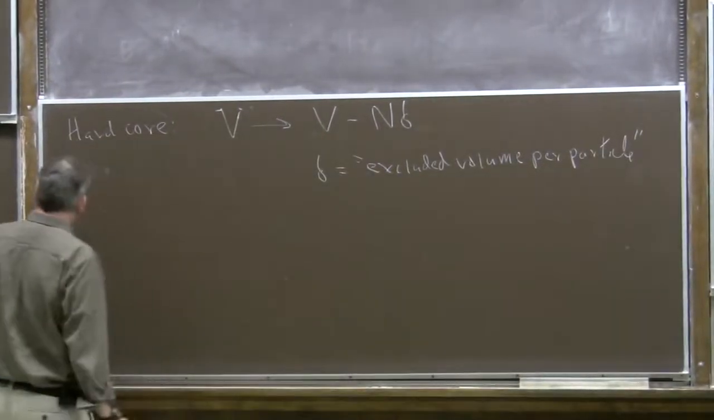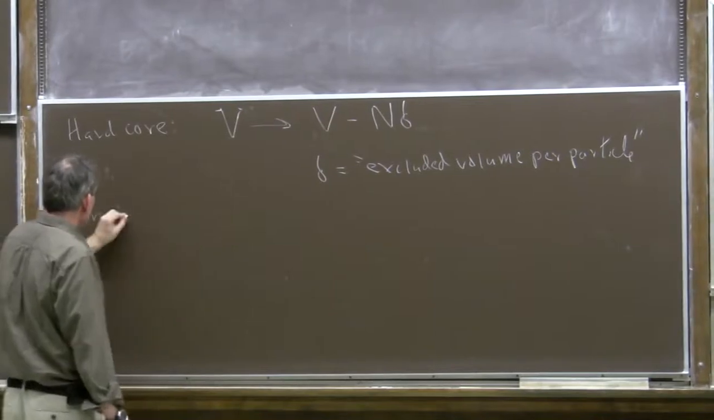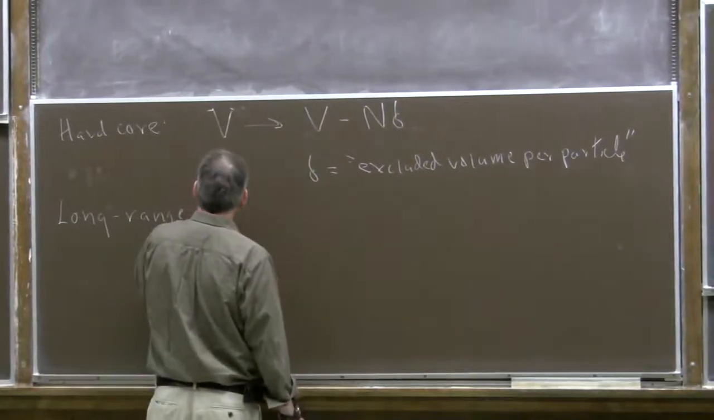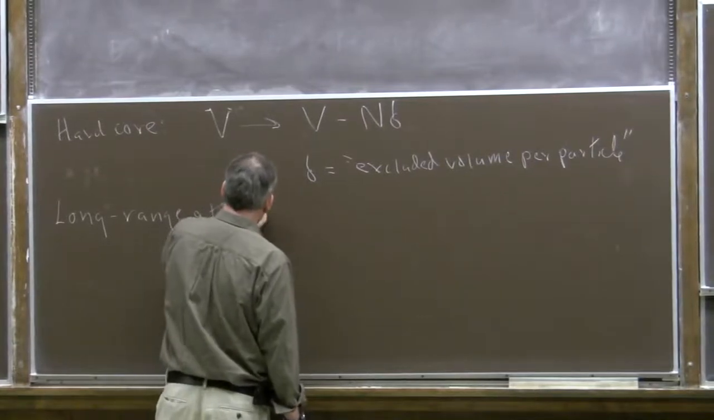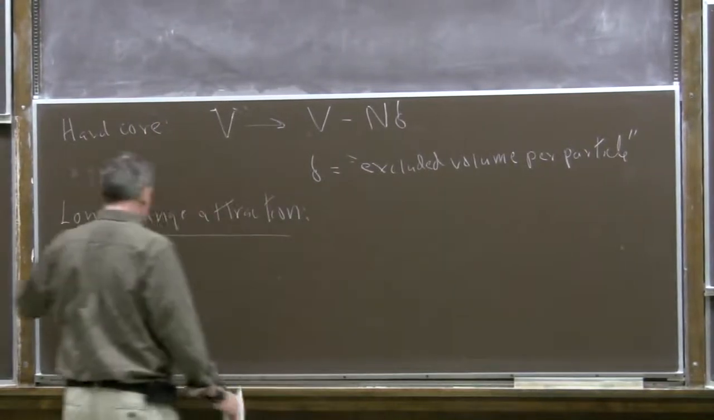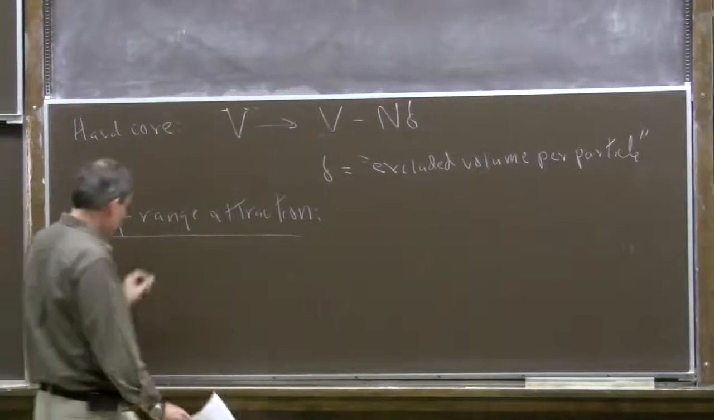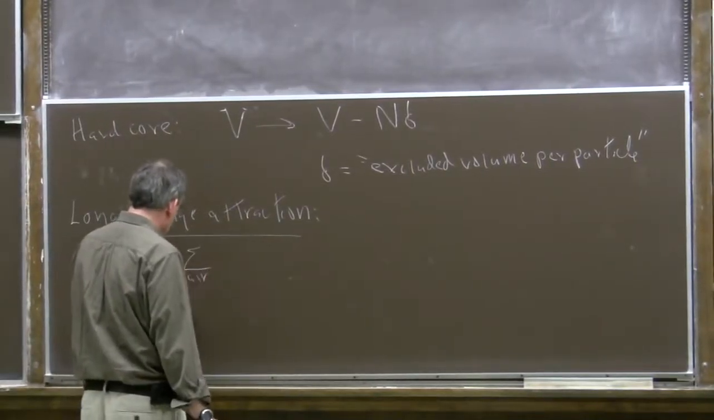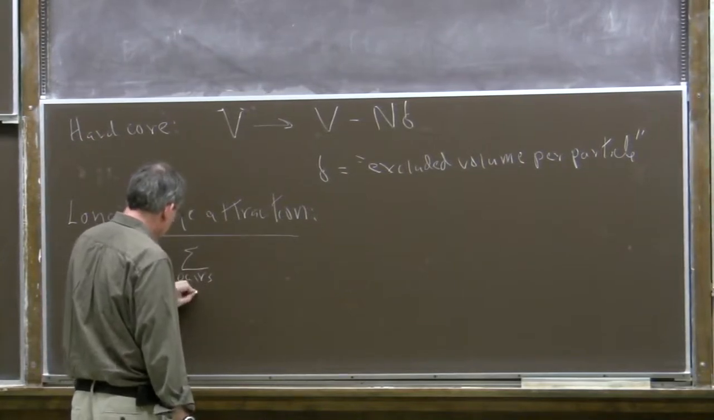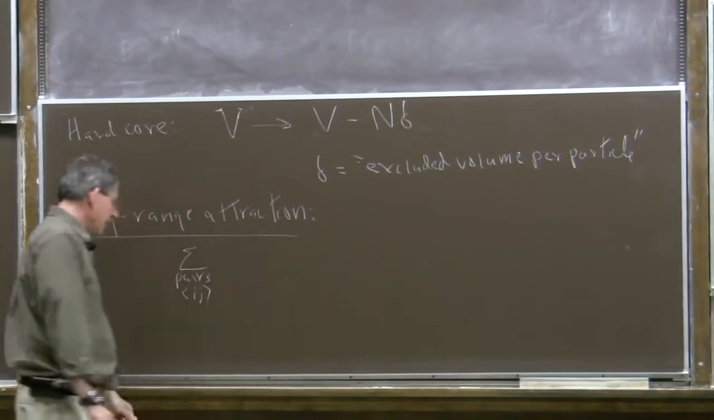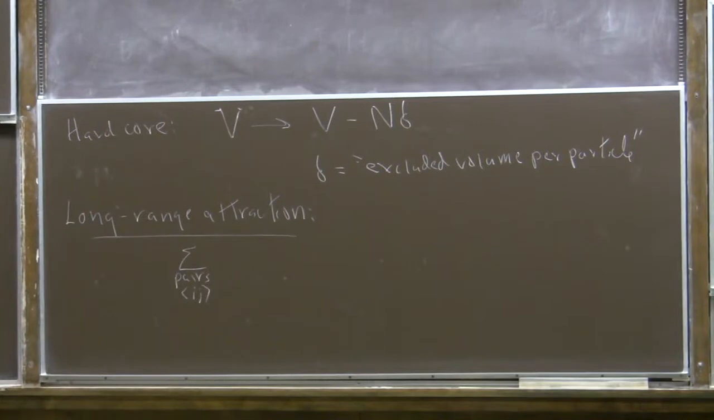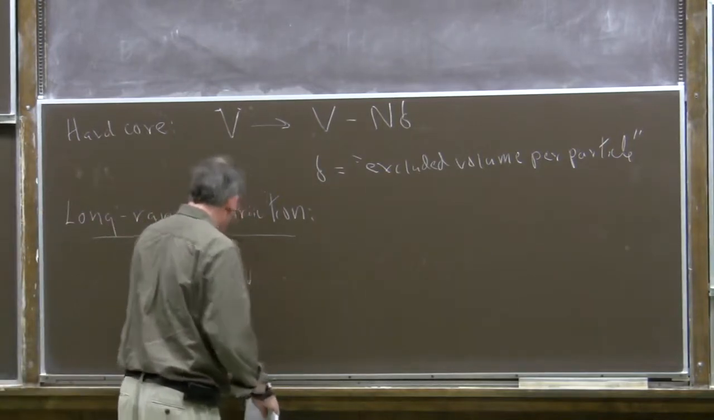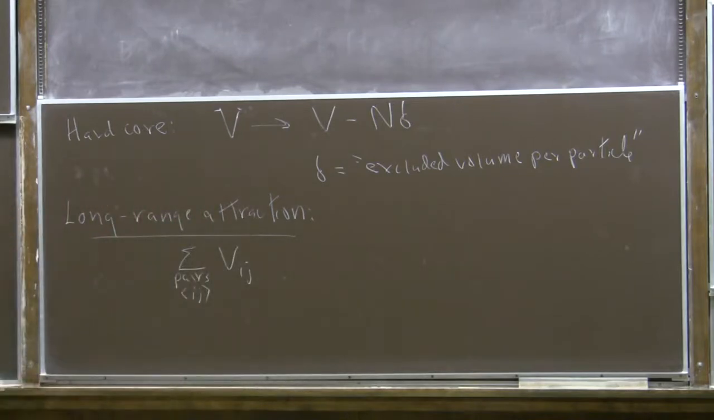And for long-range attraction, there will be some additional contribution to the internal energy, which will be a sum over pairs of particles. Label the particles by an index, taking values like i and j. So consider a pair of indices, i and j. The potential energy of that pair of particles I'll call Vij.